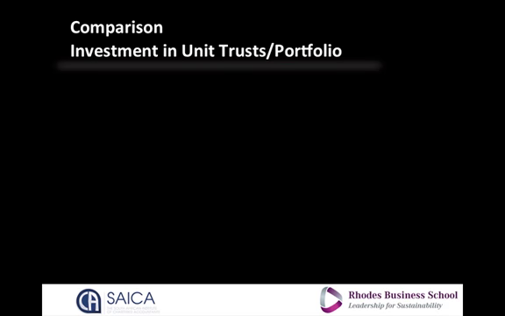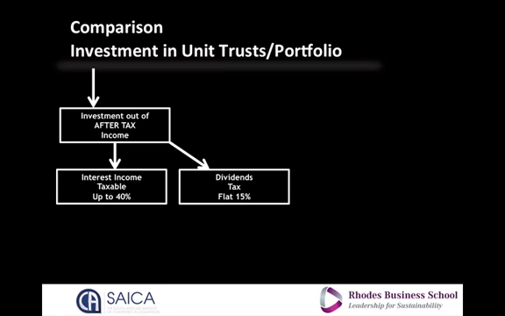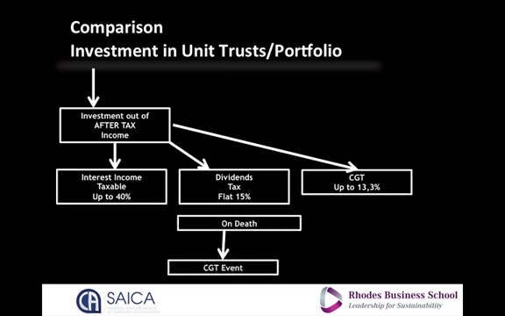But actually what they should be saying to you is, if you invest in your own name, you are investing in after-tax income. The interest can be taxable at up to 40%. Then there will be dividends tax at up to 15%. CGT of 13.3%, and on death you will have a CGT event and an exposure to estate duty.